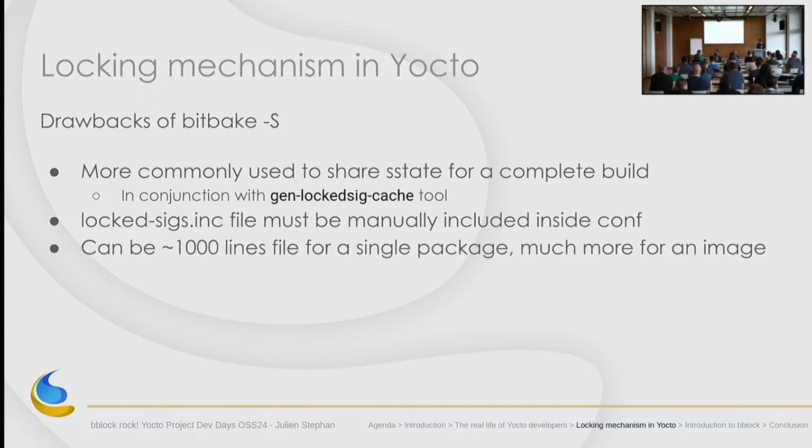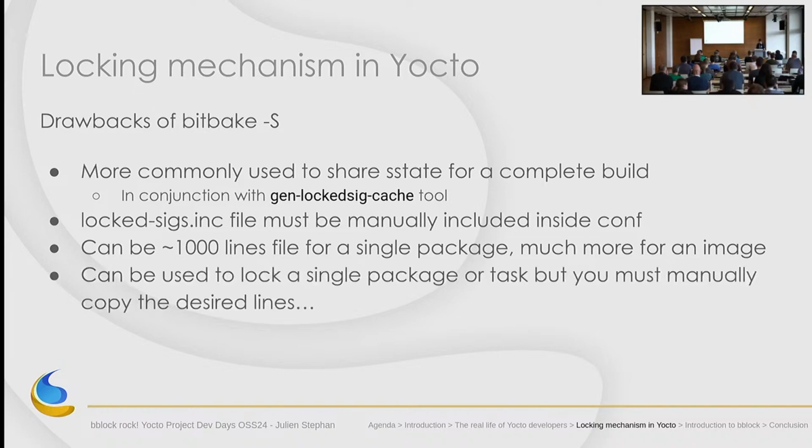This file can be about 1,000 lines for a single package, and it is much more if you build it for a complete image. And according to the wiki page I showed you just before, you can use this file to lock a single recipe or even a single task, which is what we want to do, right? But users have to manually extract the line from this file, which is around 1,000 lines, and with variables that are unknown and undocumented. So it's really not user-friendly, right?